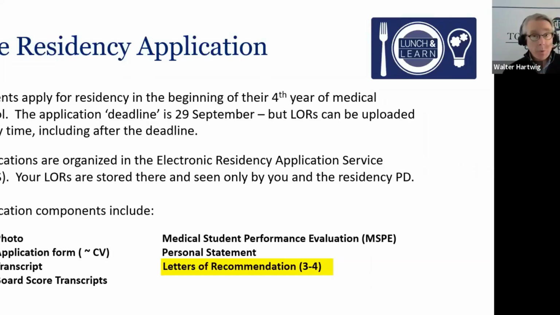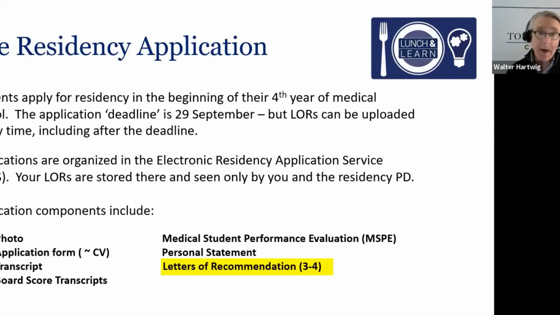Some of the most important rotations or clerkships that a student can do en route to residency are those that they're doing in September and October of year 4. And a powerful letter from a residency program experience can make the difference down the line during the application season, even if it wasn't part of the packet when the applications were submitted on September 29th.